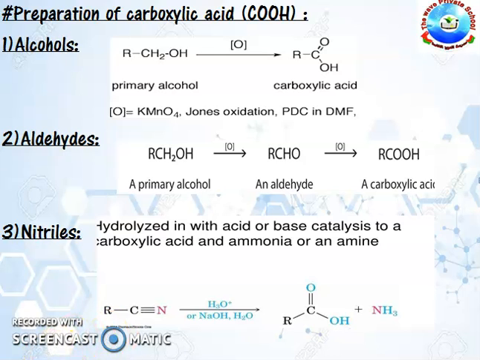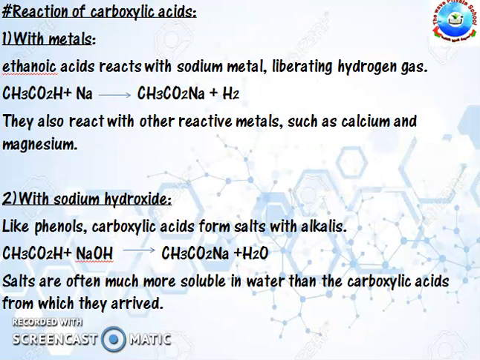Let us see the next reaction. Let us see the reaction with metals and with sodium hydroxide. So, look at this reaction, student. CH3CO2H plus Na. This is ethanoic acid. When ethanoic acid is reacted with sodium metal, it liberates hydrogen gas.